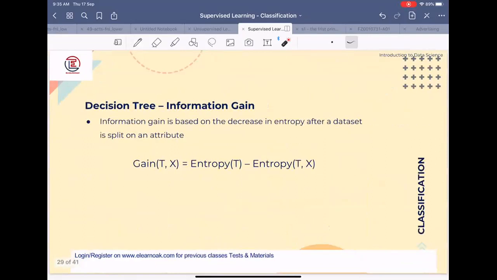Okay, let me go ahead. And there is one last term that we need to understand, that is, what is the information gain? Information gain is based on the decrease in entropy after a data set is split on an attribute. So once you take an attribute and you split on that attribute, what is the gain in information? This gain in information is simply evaluated by the entropy of the target minus the entropy of the target with the attribute. If we do the subtraction, we will find out what is the gain of the target with that particular attribute.